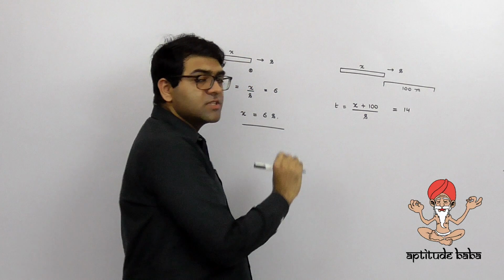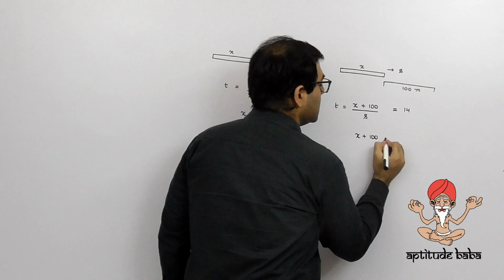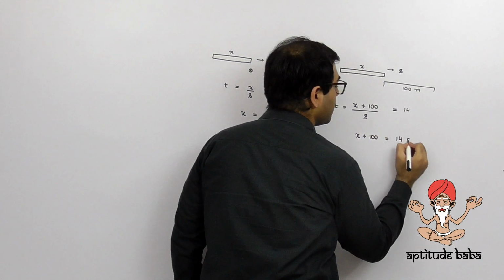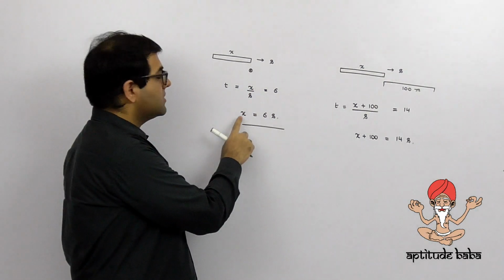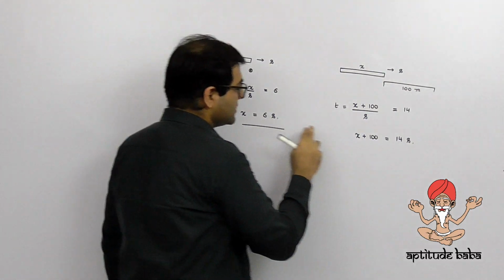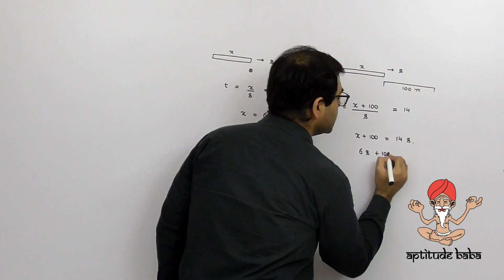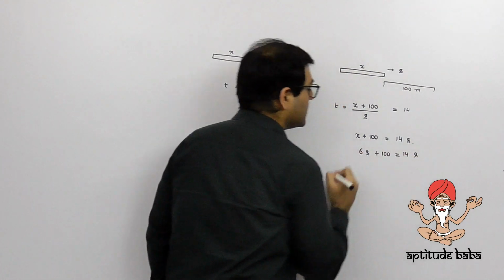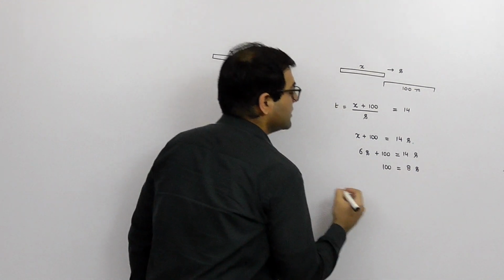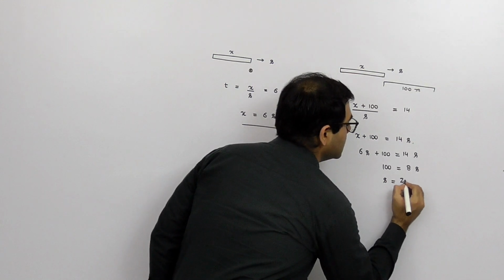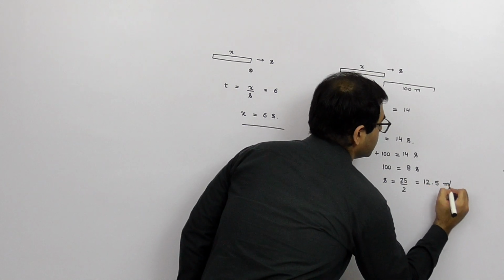Now I can simplify this expression to get an equation. So x plus 100 equals 14s. Also, I have learned that x is defined as 6s. We determined in case 1 that x is equal to 6s. So if x is 6s, I can substitute it here. 6s plus 100 is equal to 14s. From here I can say that the value of 100 ends up becoming 8s. And if 8s is 100, from there I can say that the speed of the train is 25 by 2, or perhaps 12.5 meters per second.